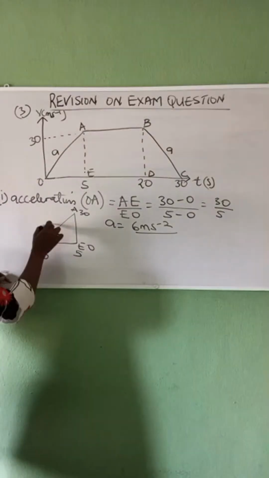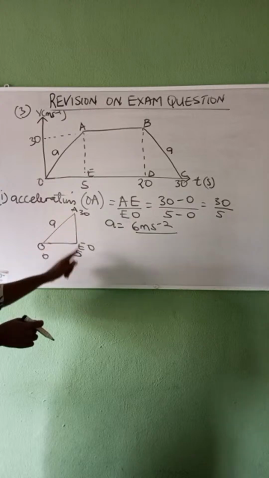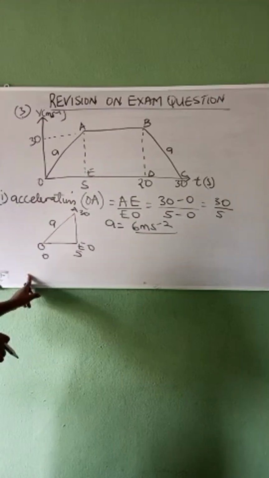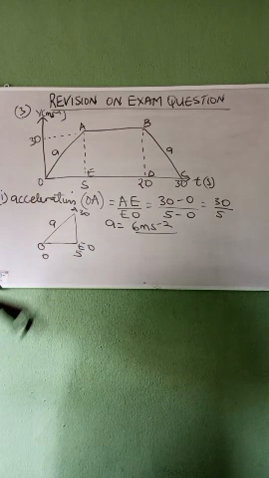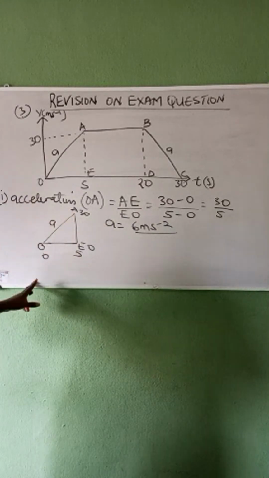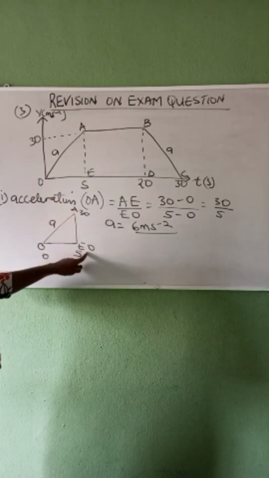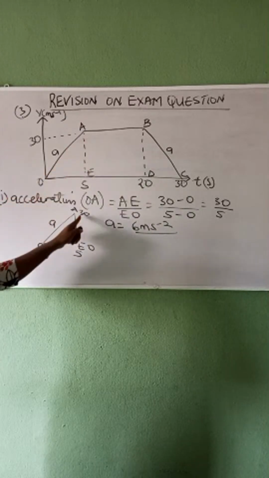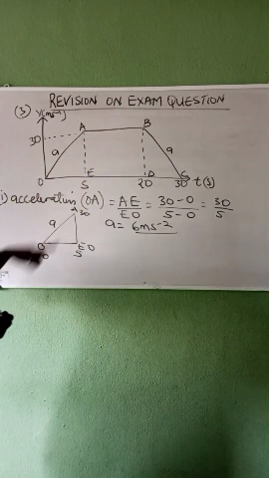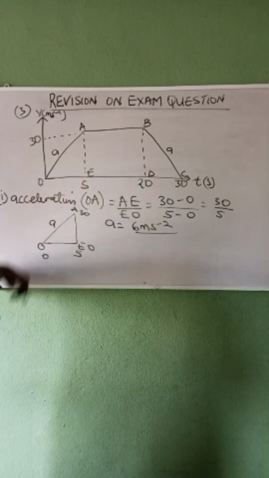So this is what I just have. Sorry, and I'm looking for acceleration. Acceleration is change in velocity over change in time. I just brought it out from this graph so you can understand better. My change in velocity here is AE. Can you see it now? Then my change in time becomes EO, from here to here, right?